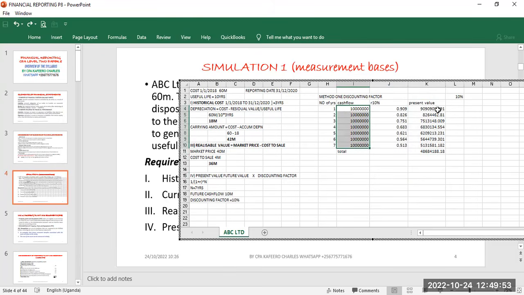This is a bit of Excel and its own ways. So these are the figures. This is going to be our present value. Total present value is going to be this, and that's the answer they were looking for. This is the answer. So we can use method 2.